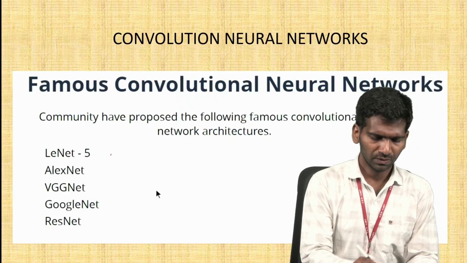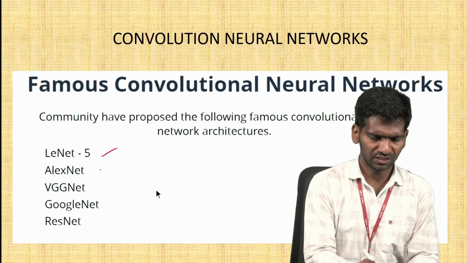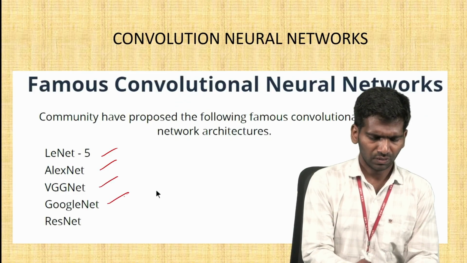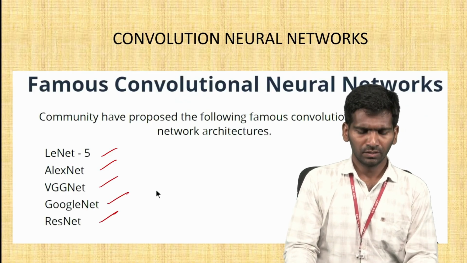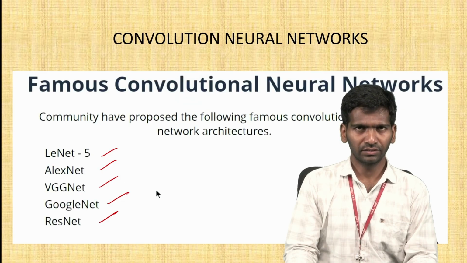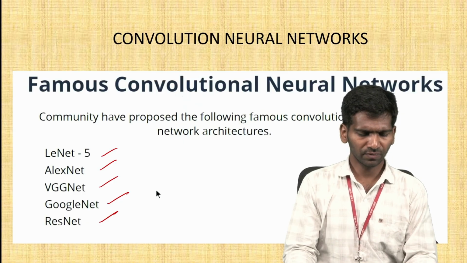So here you can see LeNet, AlexNet, VGGNet, GoogleNet, ResNet. All these 5 deep learning convolution neural network architectures, we are going to see their architecture and their features one by one. Okay. So first LeNet. So LeNet 5.